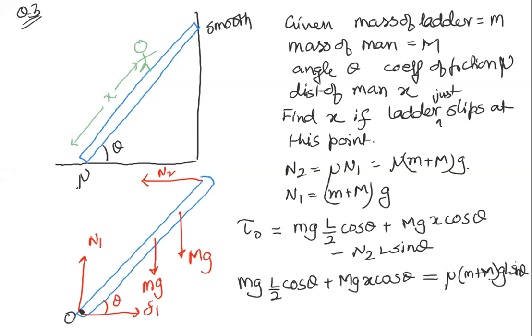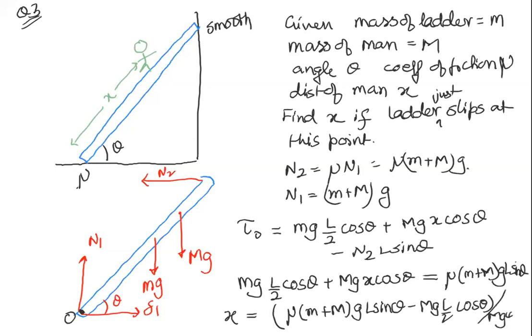Divide throughout. Yes sir, this is what comes; it was getting too long to write on the chat. Okay, so I will write it in a shortened, incomplete sort of way: mu (m plus mg) L sine theta minus MG L by 2 cos theta, divided by mg cos theta. Right, now we can sort of do this.